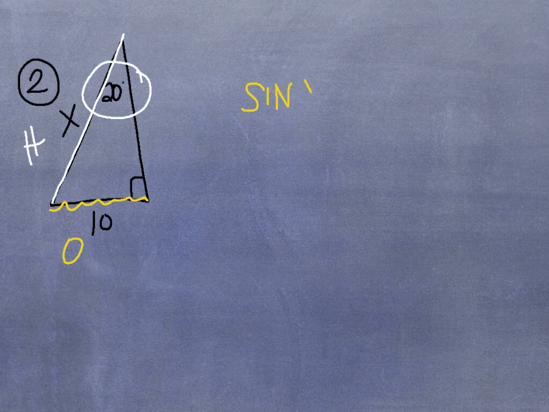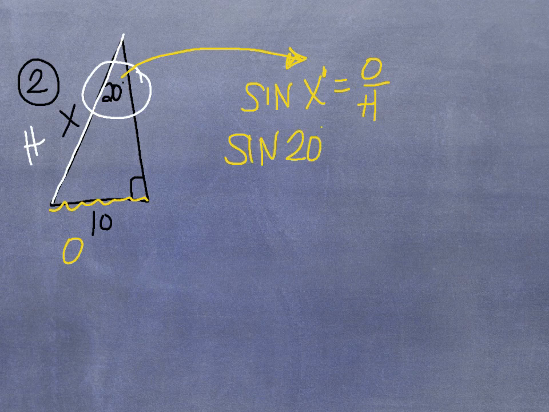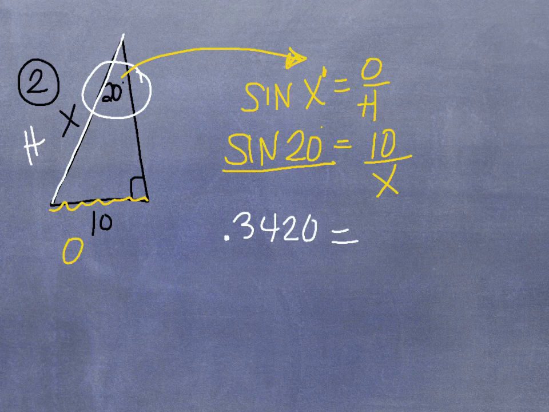So the sine of x degrees equals opposite over hypotenuse. We know the x degrees is 20, so we're going to plug that in: the sine of 20 degrees equals the opposite of 10 over the hypotenuse of x. This time you can go into your calculator and type in the sine of 20. When you do that, you will get 0.3420 and so on. Again, 4 decimals, perfect. Equals 10 over x.